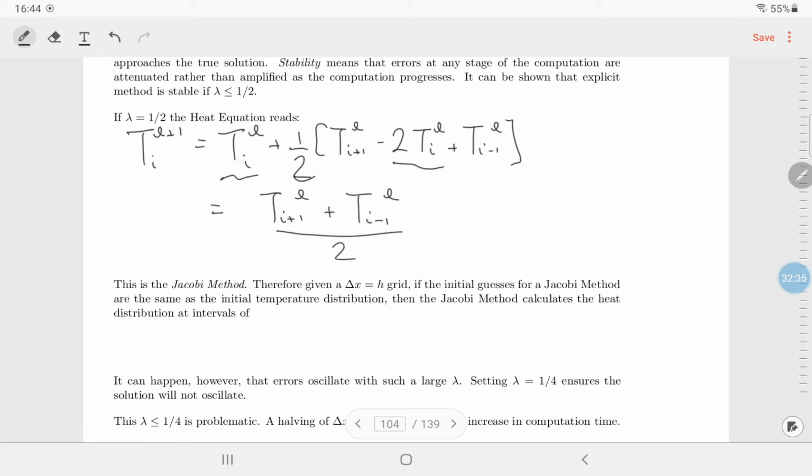So this is actually the Jacobi method. Remember with the Jacobi method, it was on a plate, and the Laplace equation, the difference equation, just said that the temperature was the average of the adjacents. Now this is just saying that the next temperature on the rod is the average of the two adjacents, but it's using the old times. So this is in fact the Jacobi method, because it's using the previous times.